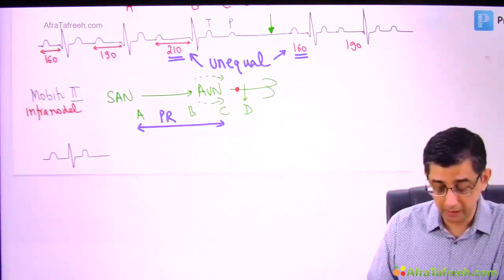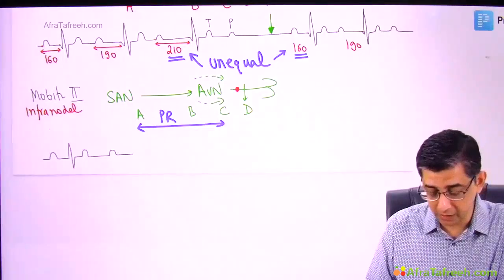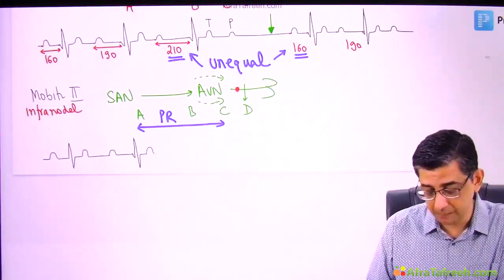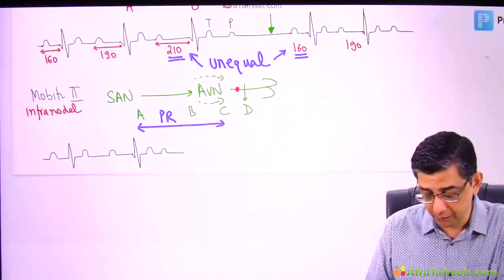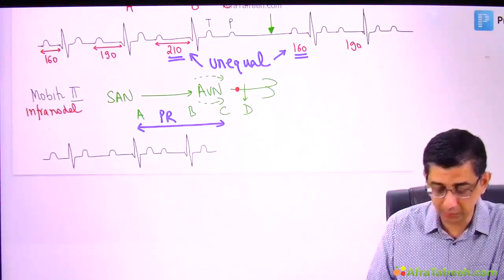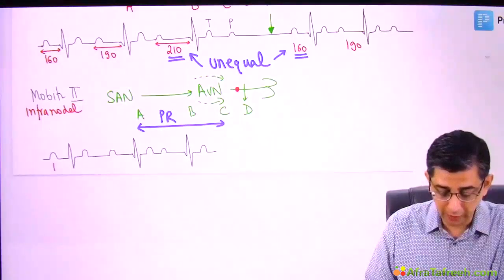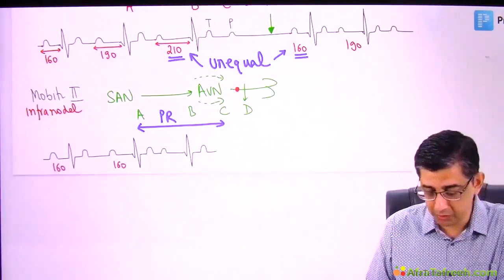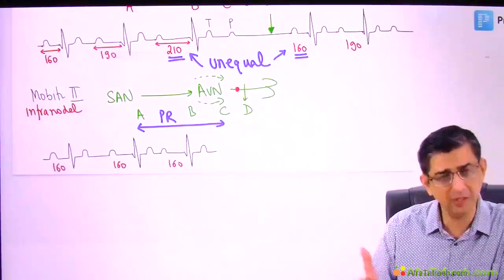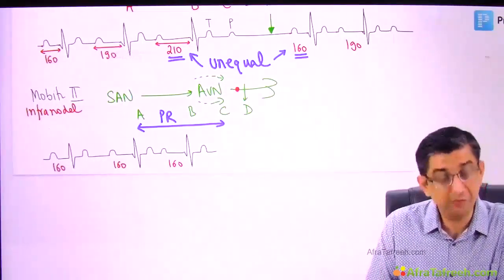In this particular hand drawn sketch, what I will try to do is I will try to make the PR interval as symmetrical as possible. Like I have tried to make it almost the same duration. This is 160, 160, 160, can be continuing for 4 or 5 beats, perfectly normal till now.